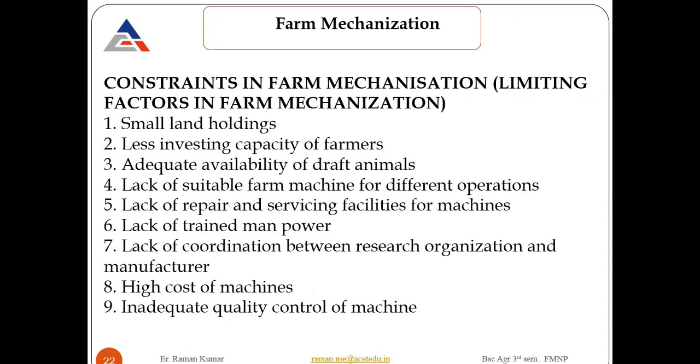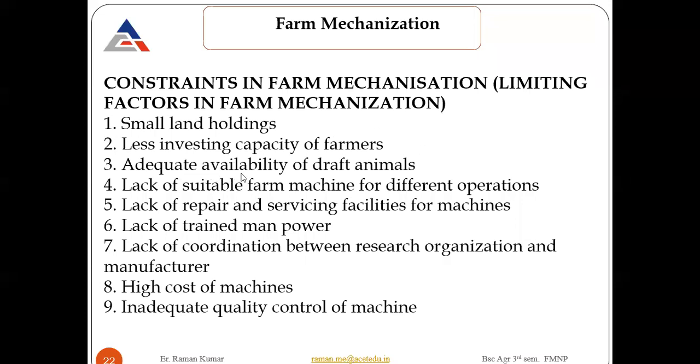Next, we have the constraints in farm mechanization. What is the limit? Constraint means limiting factor in farm mechanization. So if we want to use farm mechanization, it cannot be used in small land holding. Okay, if a farmer has small land holding, then he cannot purchase a tractor or other machinery, because the investment is very high as compared to your bullock or your manpower. Okay, less investing capacity of farmer, if the farmer does not have the capacity to buy modern machines.